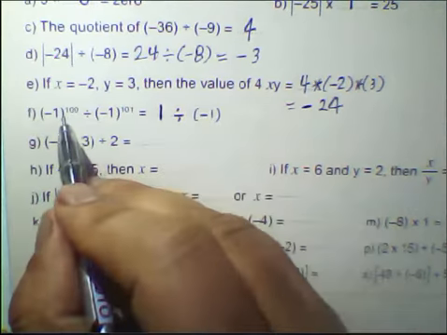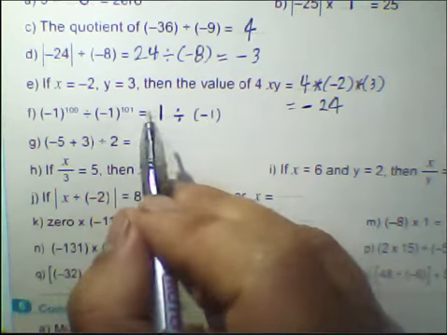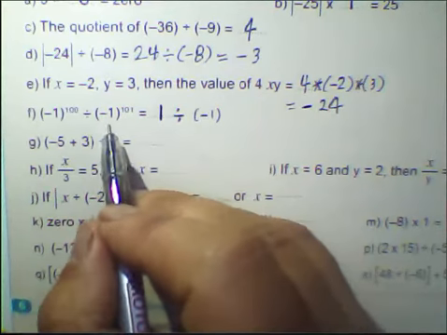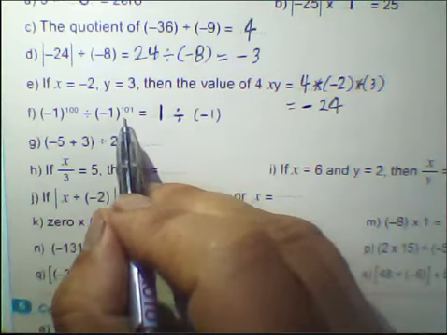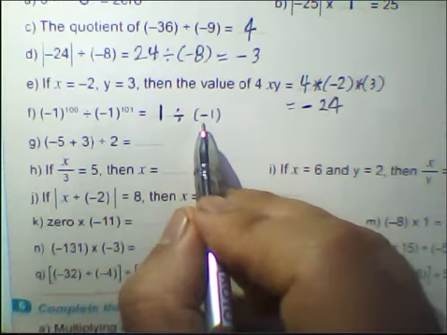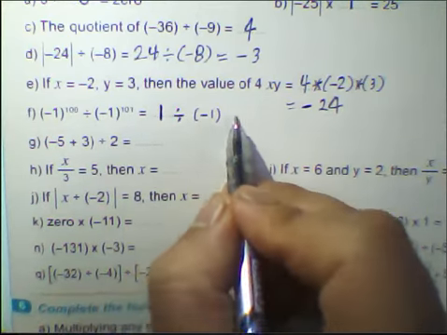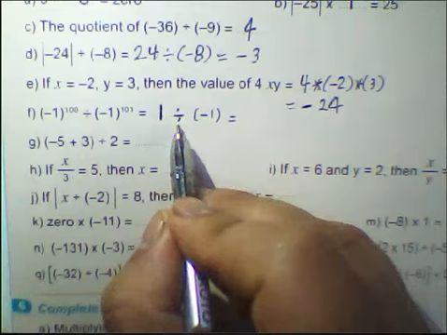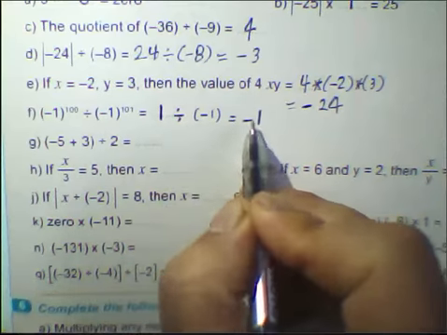Because the power here is an even number, the result will be positive. And negative 1 to the power 101: 101 is an odd number, so we can write the sign behind the 1. So the result will be 1 divided by negative 1 equals negative 1.